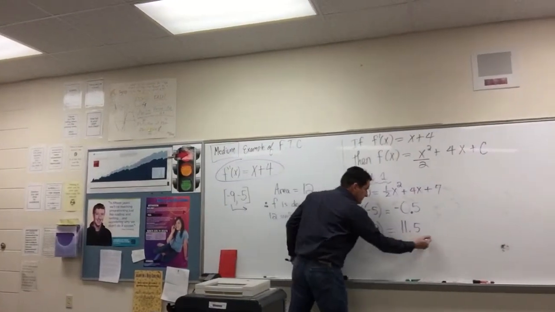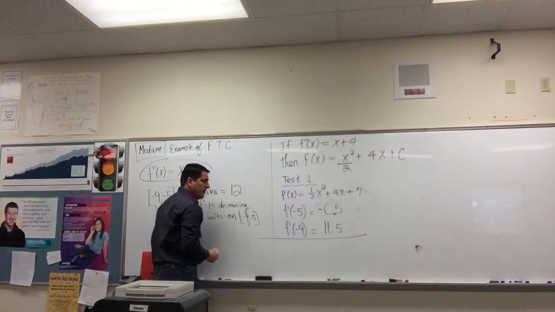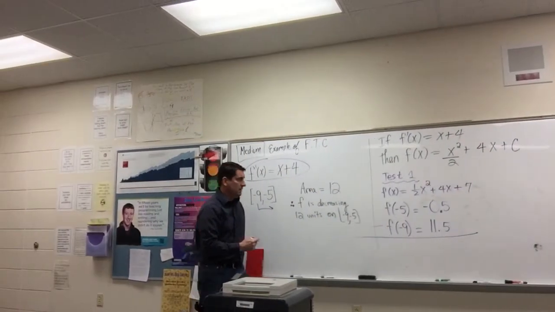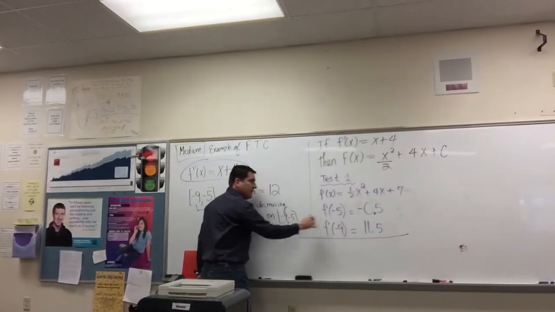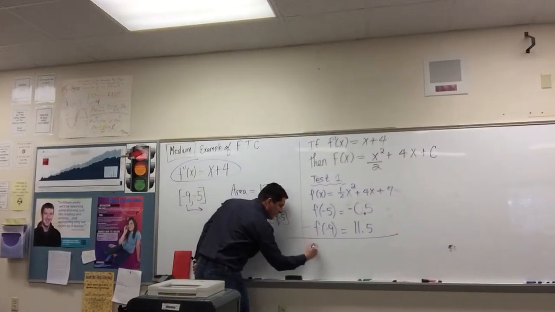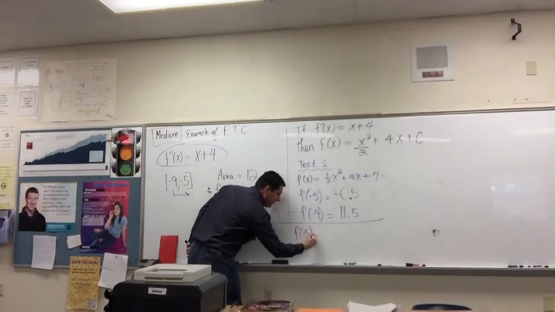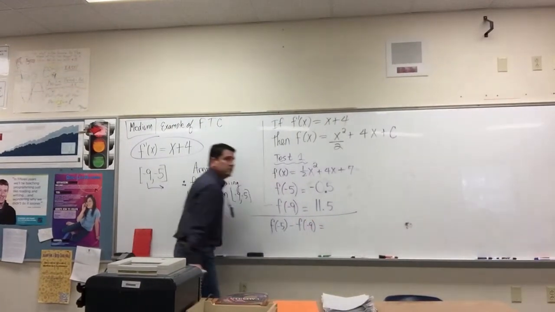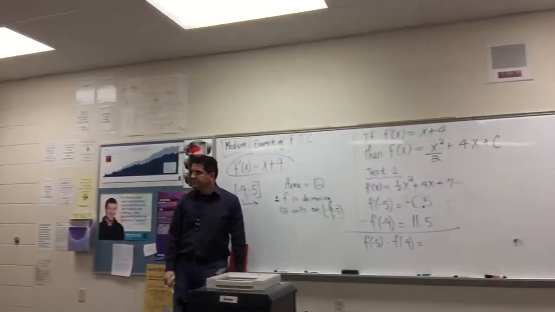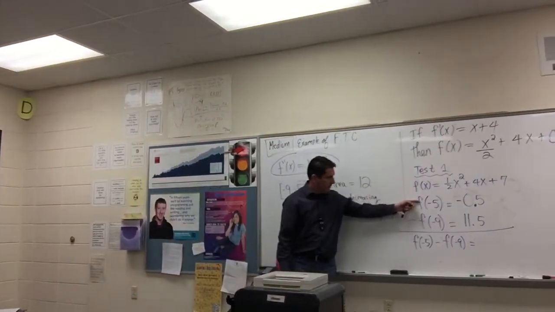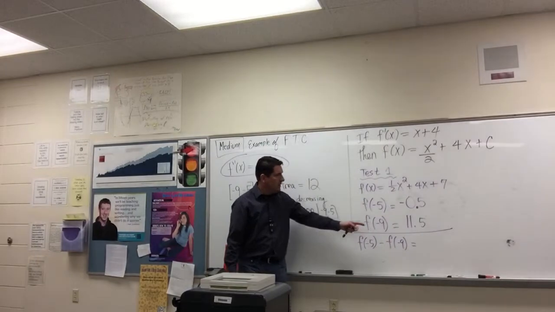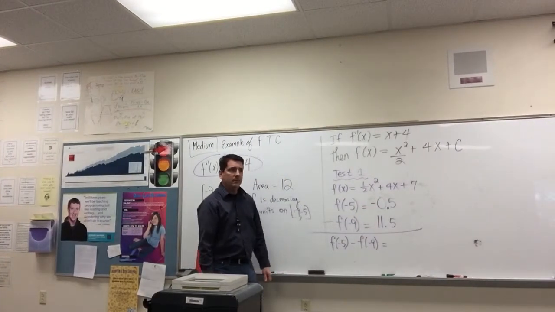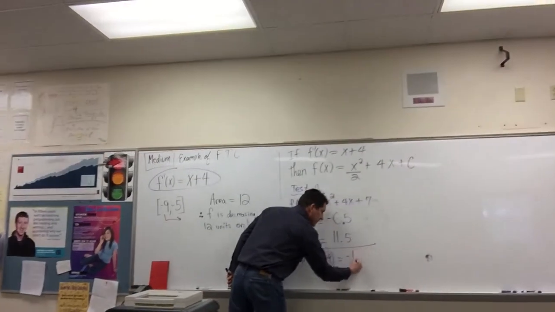Okay, now, watch what I'm going to do. Draw a line and put a big subtraction sign here. Okay? This minus this, watch what I'm going to do here, is f of -5 minus f of -9. And what's -0.5 minus 11.5? -12.